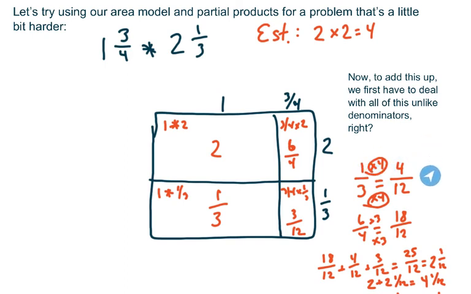Ding, ding, or whatever noise you guys were making for that. For 6/4, 4 times 3 is 12. Whatever I do to the bottom, I have to do to the top. So 6 times 3, 18. And I can keep my 3 twelfths, right? So I'm going to add all these fraction parts together. 18 twelfths plus 4 twelfths plus 3 twelfths gives me 25 twelfths. And when I convert that into a mixed number, 12 goes into 25 twice, 2 whole times, and I have 1/12 left over.